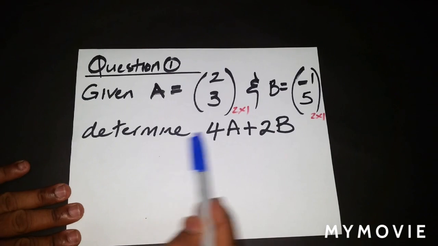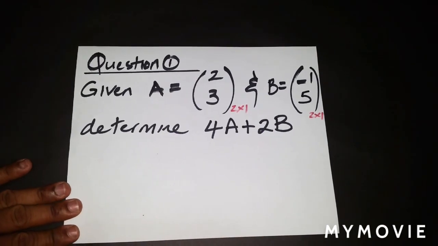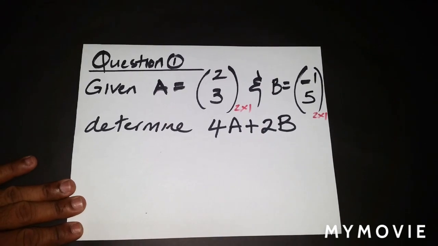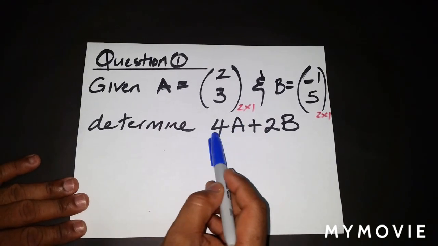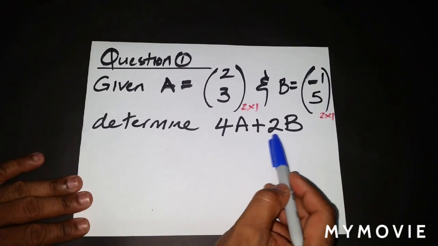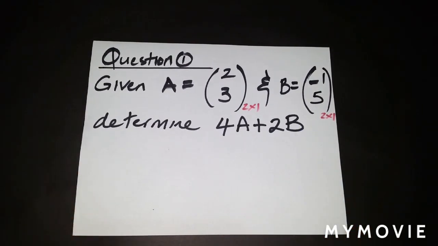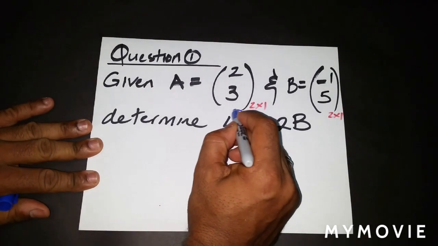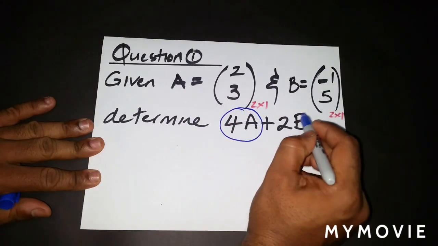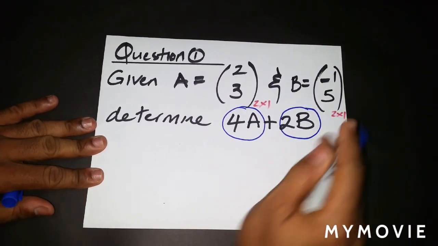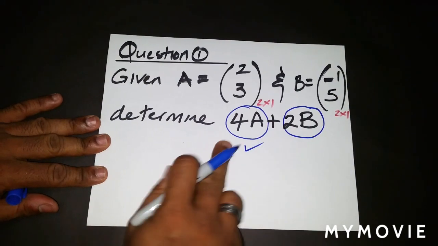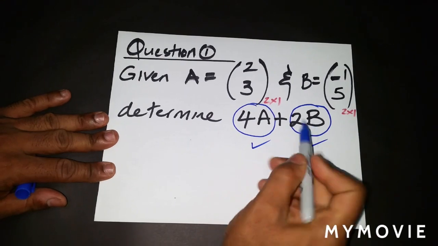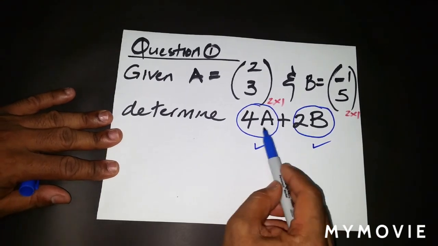So the question involves two things. If you notice, it says determine 4A plus 2B. Now, addition is involved, and obviously addition can occur because both matrices are of the same order. And it also involves scalar multiplication of matrices as well. Now, in order to do a question like this, the recommendation would be to work these individual pieces first. So I would be looking at this one first, working 4A. Afterwards, I'll work 2B, and then apply the addition between the two results.